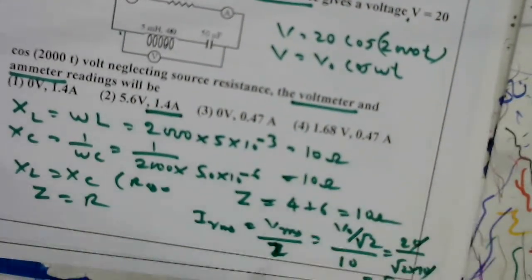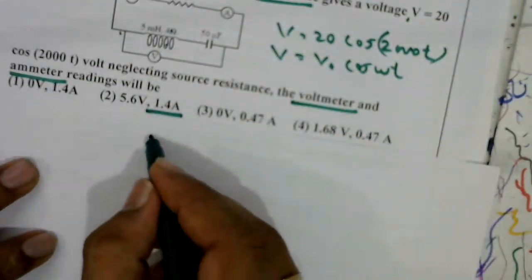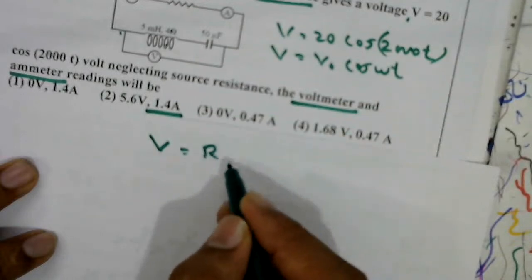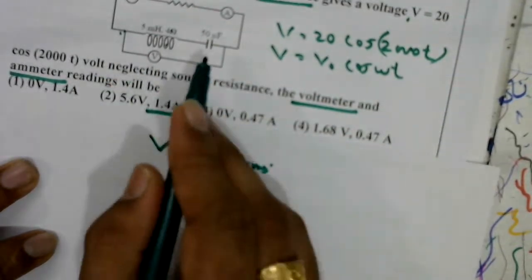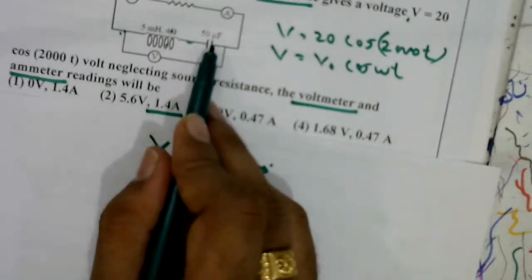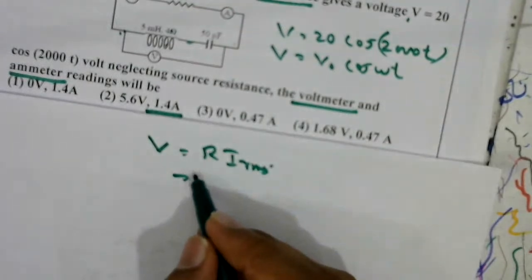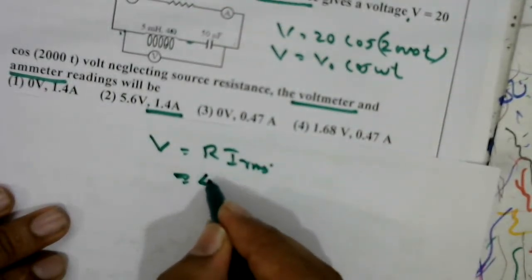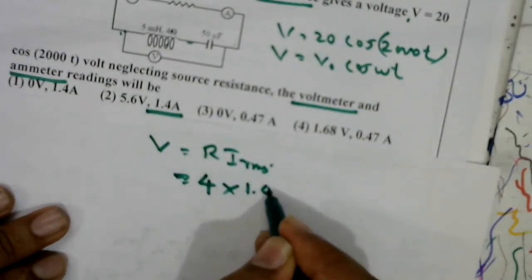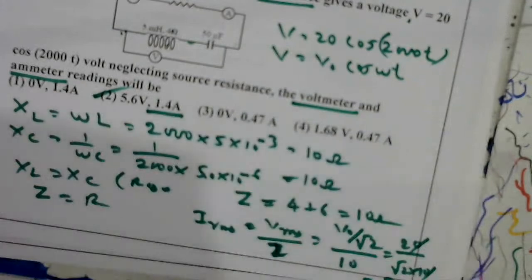Voltmeter reading V is equal to R into IRMS, because this will not allow any current. That's why voltage across this one will be V equal to R IRMS. R can be written as what? 4 into I is 1.4. It is 5.6. Which option? Second option.